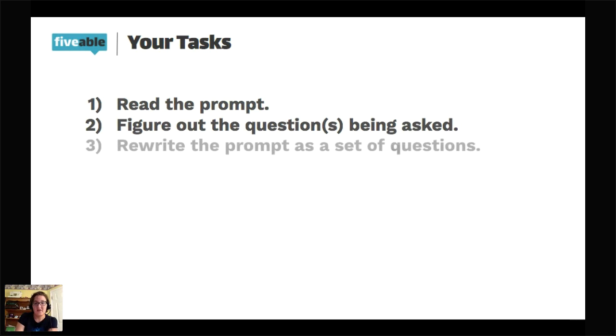I suggest that you rewrite the prompt as a set of questions, because we're humans and we are used to answering questions, especially if you're in class, and it's easier for you to write a thesis based on questions rather than a statement generally. You don't have to do it that way. If you have a way that works for you really, really well, by all means do it, but I find that my students work better when they change it into a set of questions.